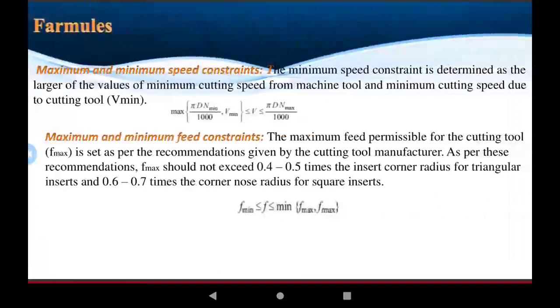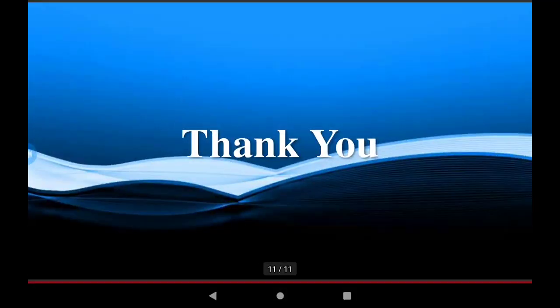The maximum feed rate permissible for the requirement of the cutting tools is f maximum, set on the recommendation given by the cutting tool manufacturer. These recommendations for the maximum feed rate are set on the machine not to exceed 0.4 to 0.5 times the insert corner radius for a rectangular insert, and 0.6 to 0.7 times the corner radius for a square insert. The minimum feed rate is less than f, and f is less than the maximum feed rate. Okay, thank you so much.